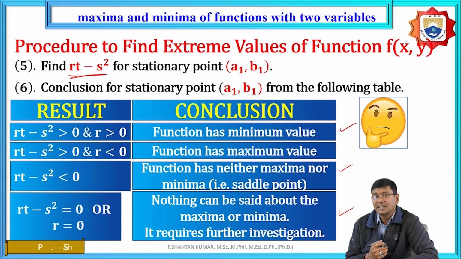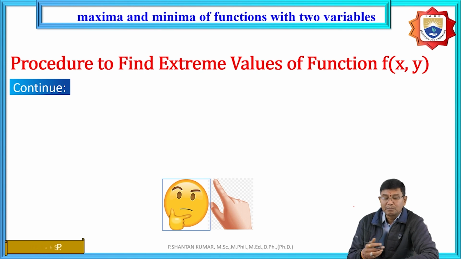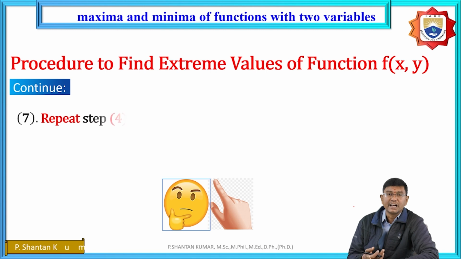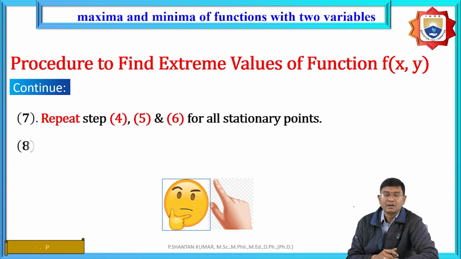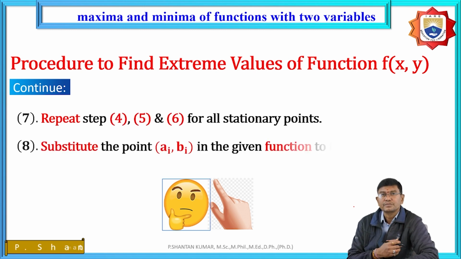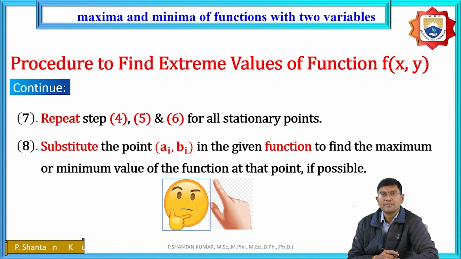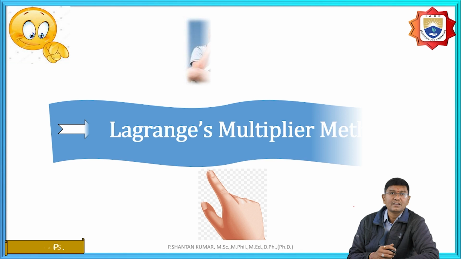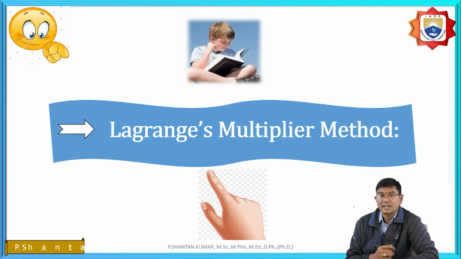And last, the procedure is similar for the other stationary points. At each stationary point we need to calculate the same result and conclusion. These are the conditions. And further, the last concept under this is part B, that is model 3.